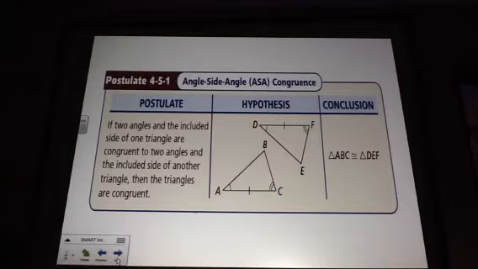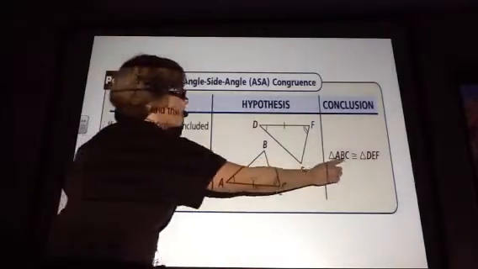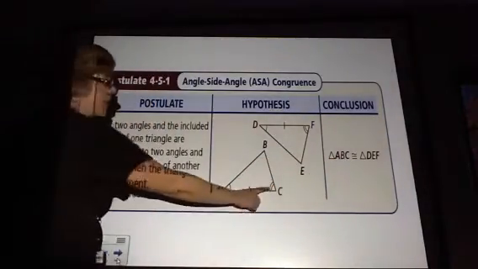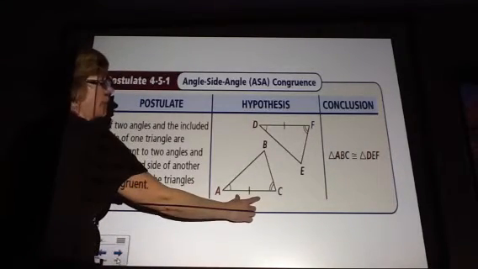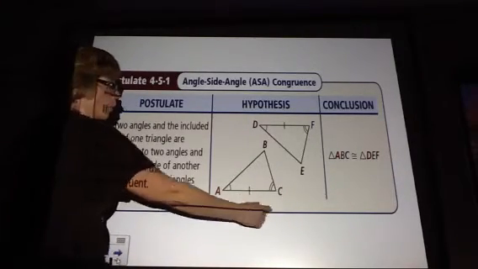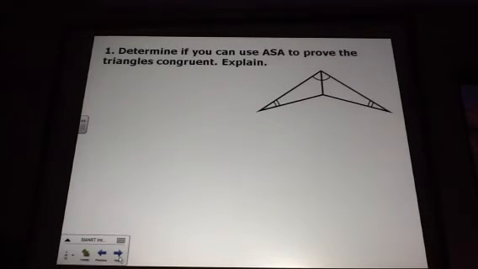Angle-side-angle postulate: if two angles and the included side of one triangle are congruent to two angles and the included side of another triangle, then the triangles are congruent. So what this says is angle A is congruent to angle D, angle C is congruent to angle F, the included side AC is congruent to the included side DF, so you can say that these triangles are congruent. So let's prove it.